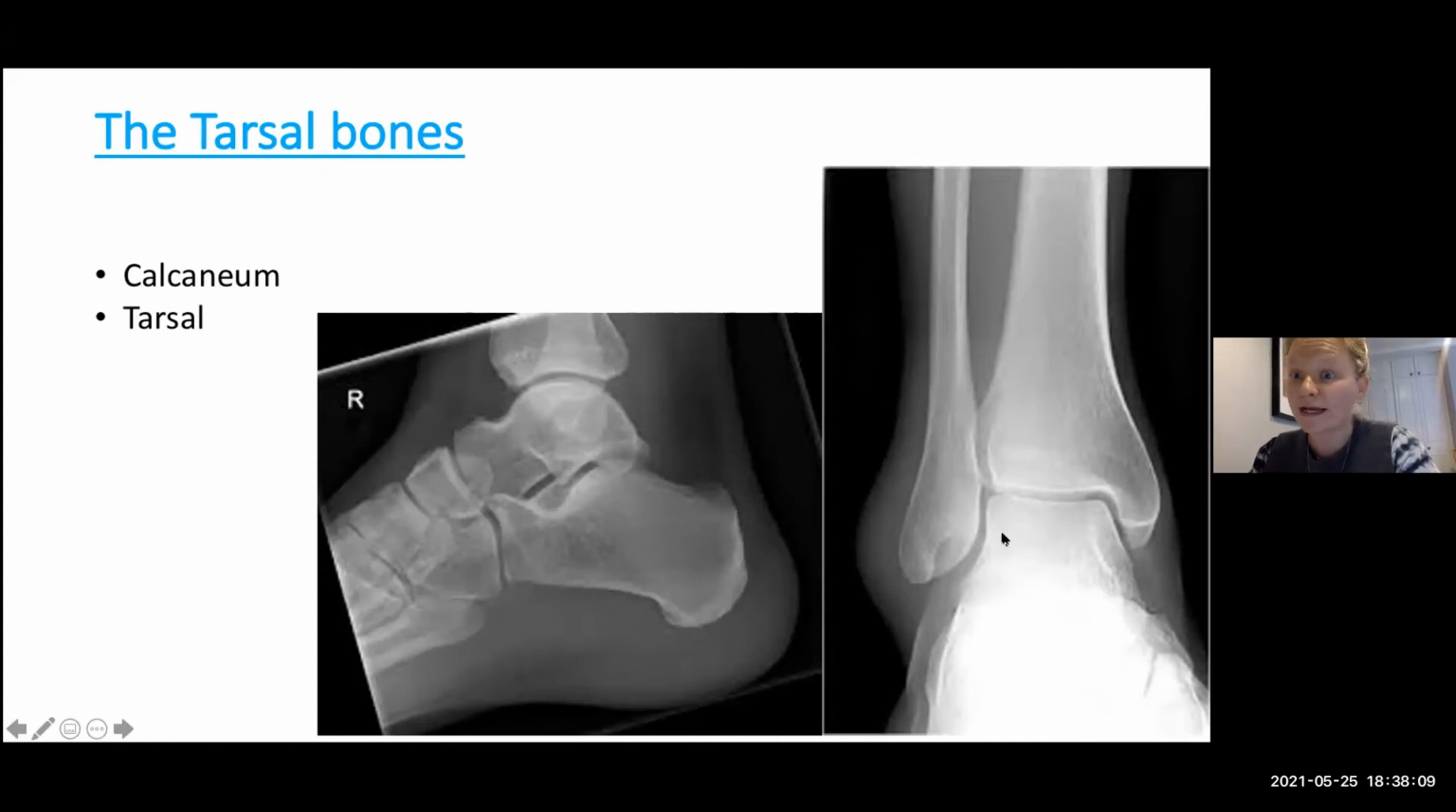Okay, so these are normal X-rays, and there are going to be lots of images throughout this talk, and I will point out as we go along, particularly anything that's abnormal or things to look out for. So calcaneal fractures, you can see when you get the AP and lateral X-rays, which is your standard imaging.